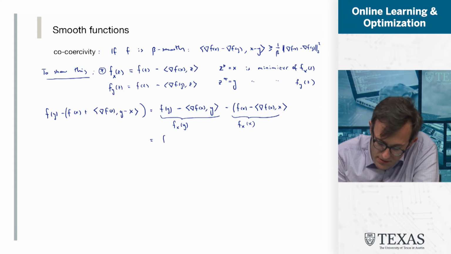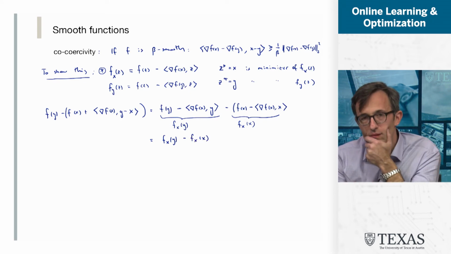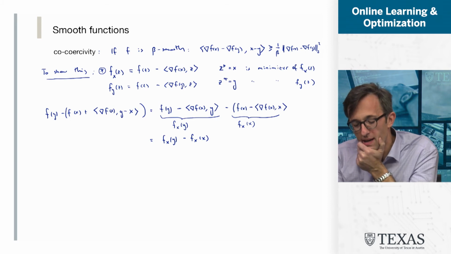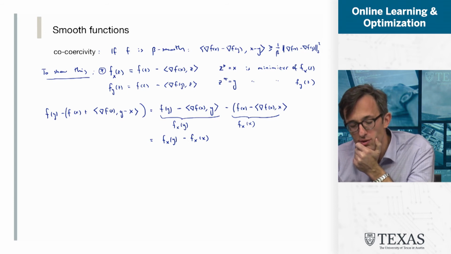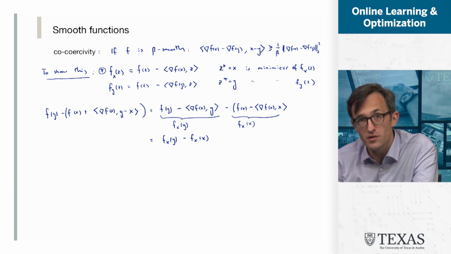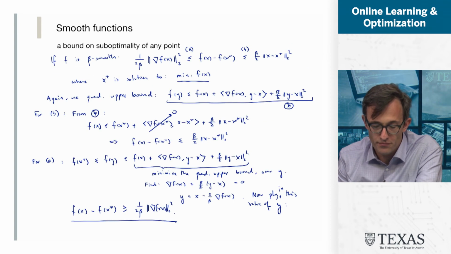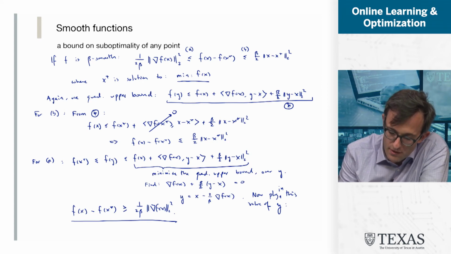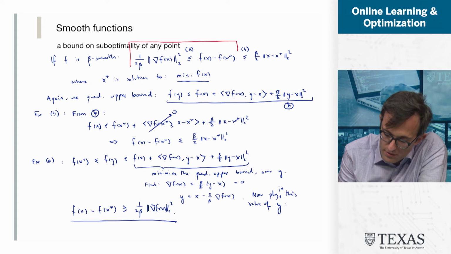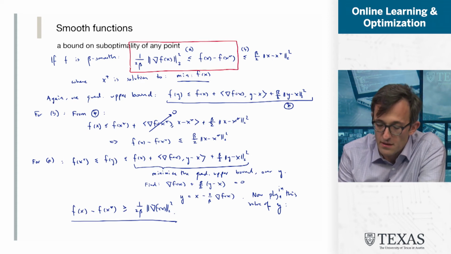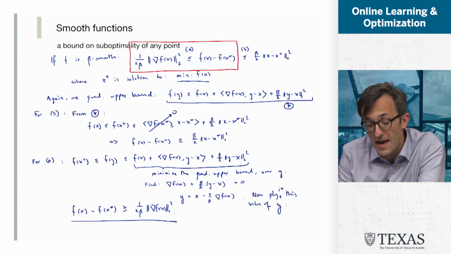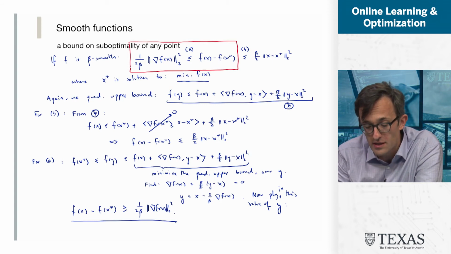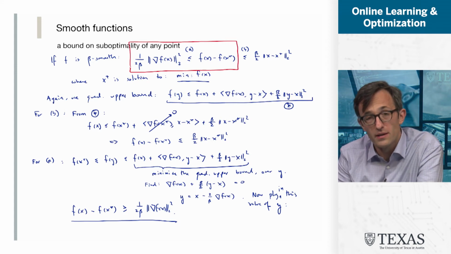Let me just write that again. So this is equal to f sub x of y minus f sub x of x. But we just said that if I evaluate f sub x at x, this is the minimizer. So looking back at what we just showed, let me flip back a slide to show you what property of smooth functions we're going to use. We're going to use property A here, which says that f evaluated at a point minus f evaluated at its minimizer is bounded below by 1 over 2 beta times its gradient squared.